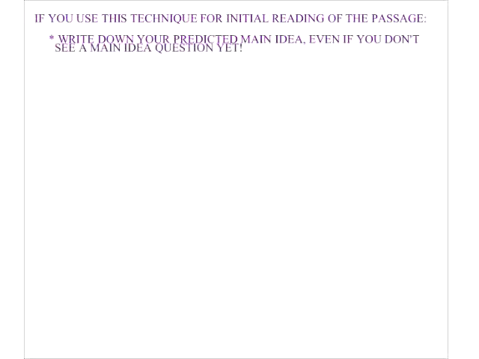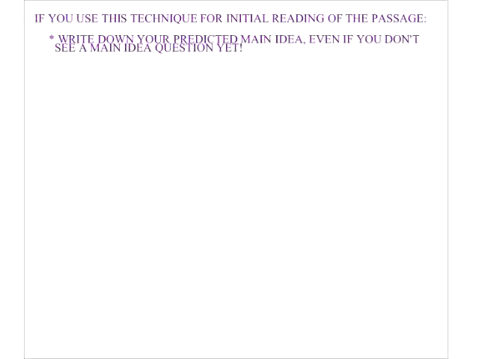As a quick summary of what's going on here. If you use this technique for initial reading of the passage, then you should write down your predicted main idea, even if you don't see a main idea question yet. When you do this, you will have a prediction that will be very easy to make, and you might forget it later on.